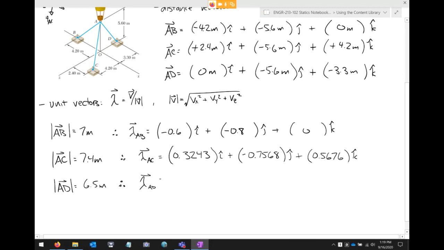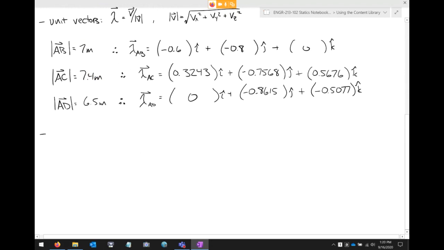And then this one I get lambda AD, and I'll go ahead and do that one as well. Okay, this one's 0, and then this comes out negative 0.8615, and then this is negative 0.5077. Yes, wonderful, thank you.